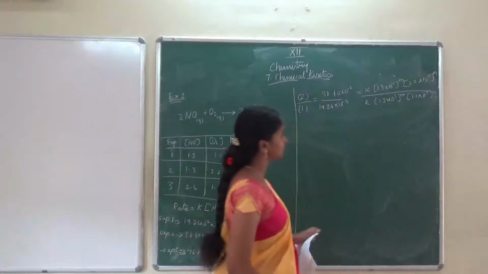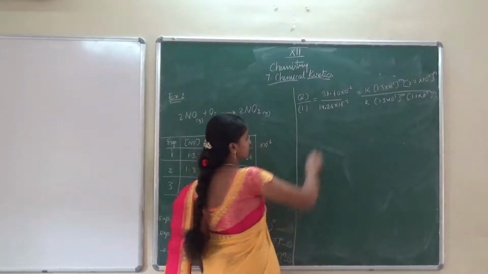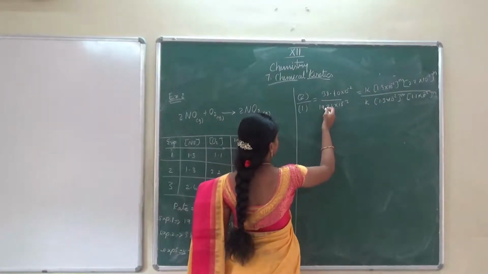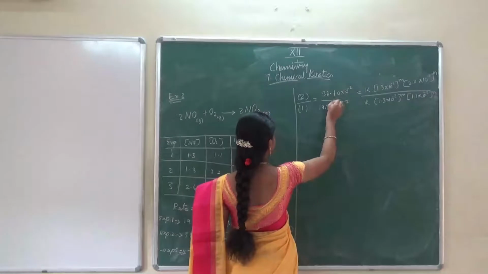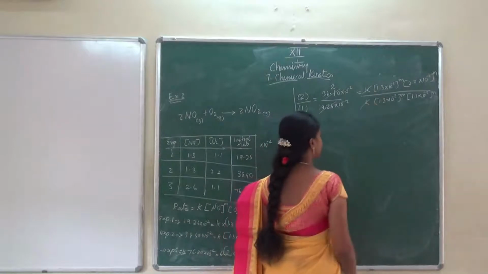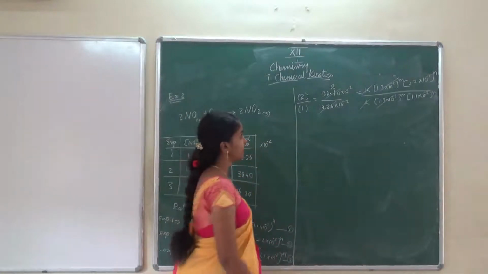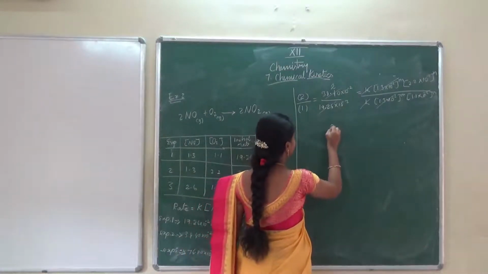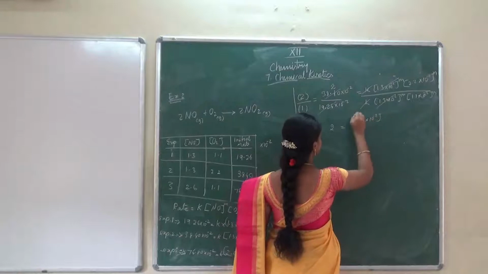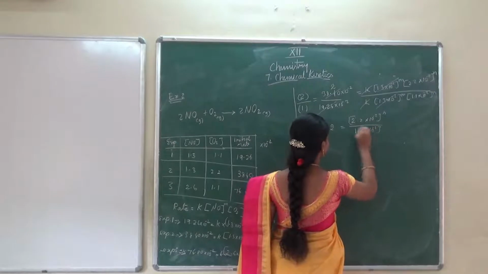Now we have to simplify it. This is 19, this is 38, and 10⁻² is in both, so we can cancel it. 19 twos are 38, so it will come 2 times. K and K will be cancelled, and (1.3 × 10⁻²)^M cancels with (1.3 × 10⁻²)^M. Now what is remaining here? 2 is equal to (2.2 × 10⁻²)^N divided by (1.1 × 10⁻²)^N.